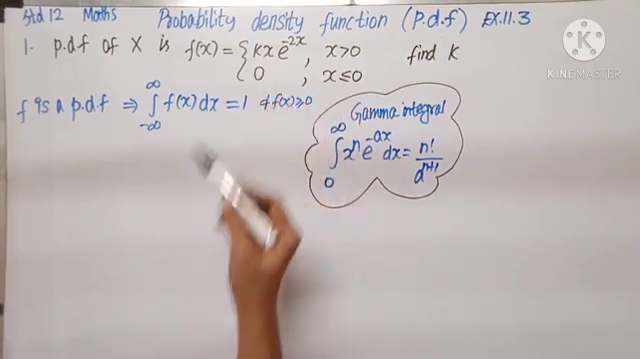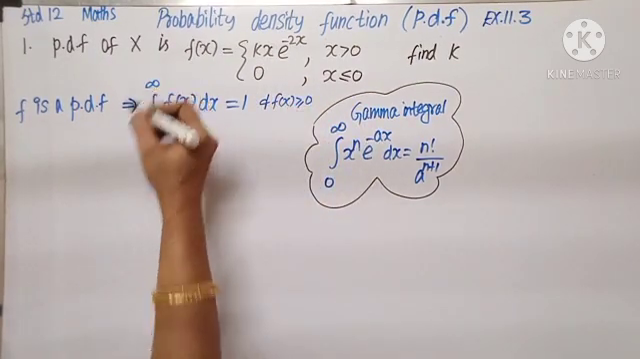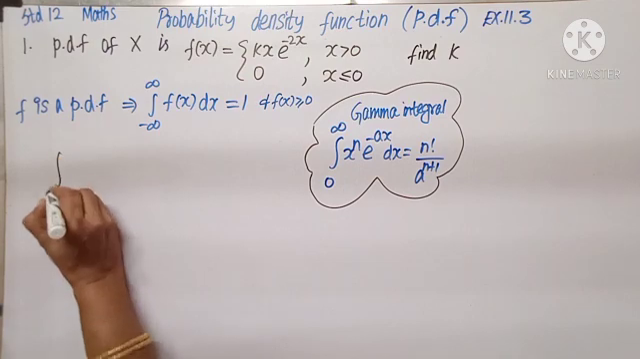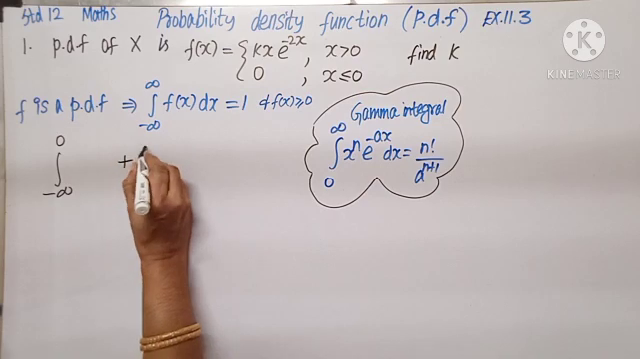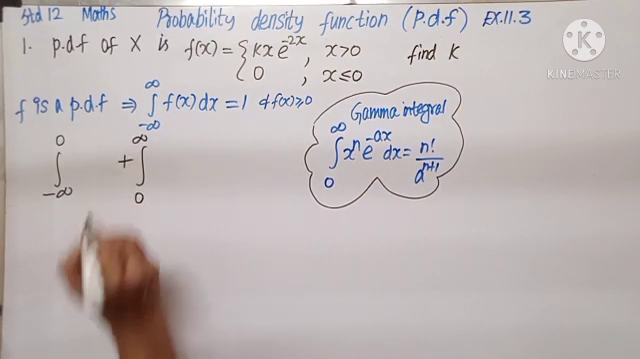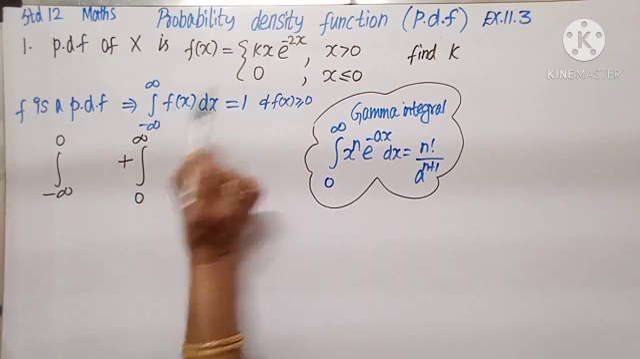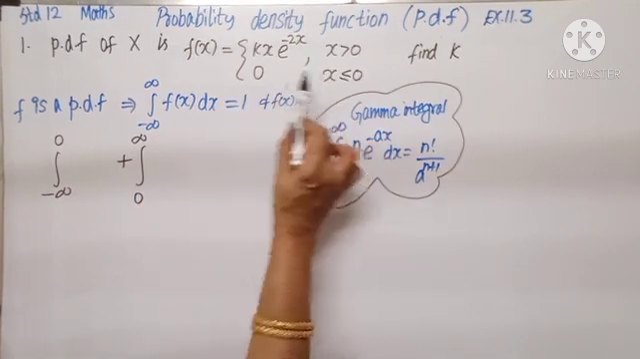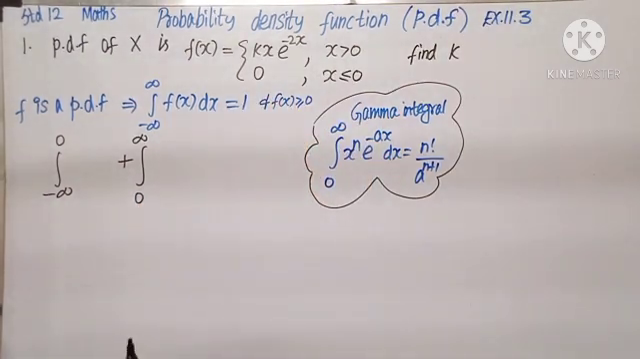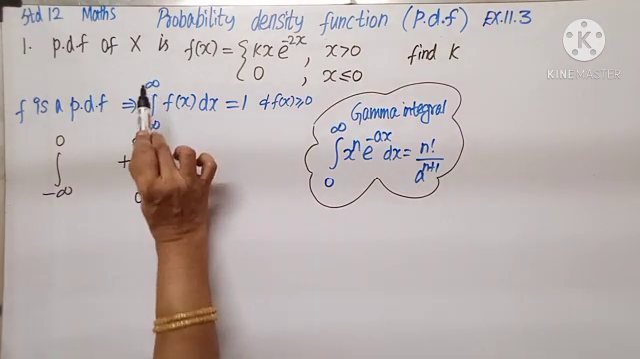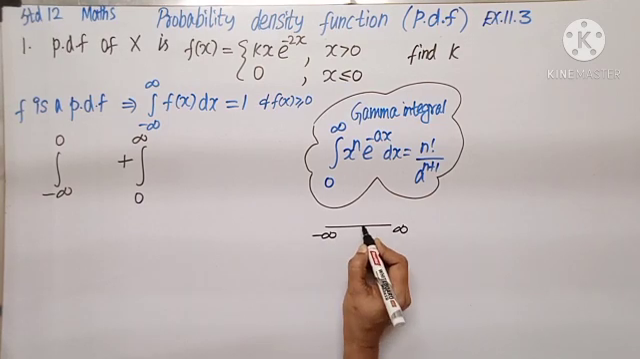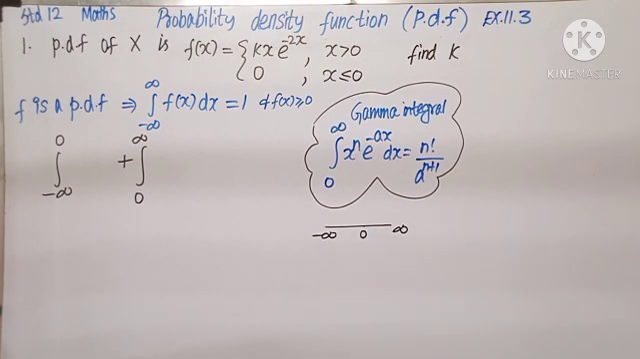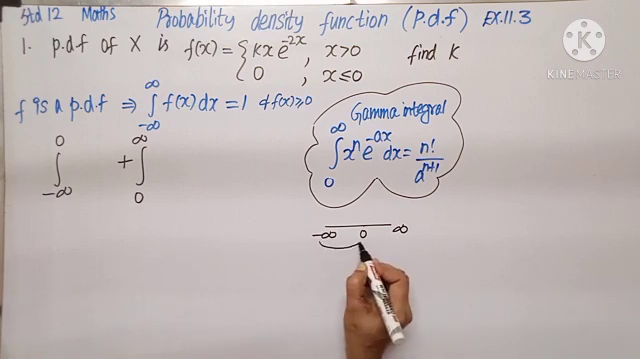All other places it is 0. So minus infinity to 0. Let me split it as minus infinity to 0 plus 0 to infinity. My question is from 0 only. Other places it is 0. So the integral from minus infinity to infinity we split into two parts: minus infinity to 0, and 0 to infinity.